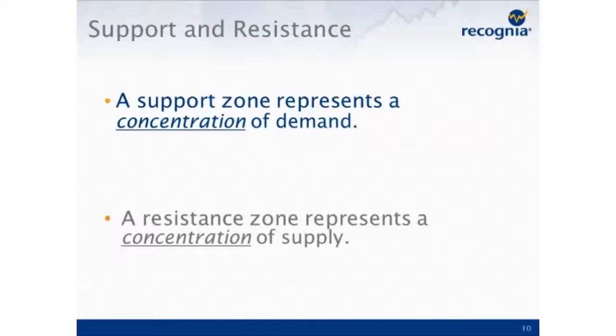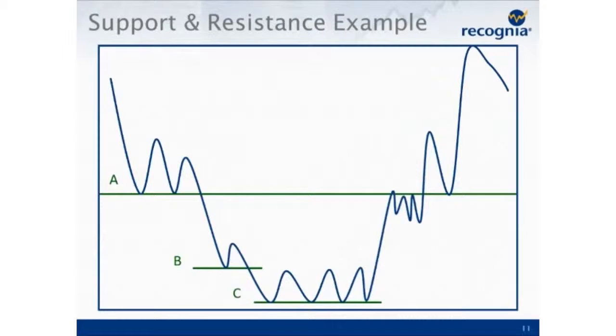Similarly, a resistance zone represents a concentration of supply. So a resistance zone or a resistance line is where we would have additional sellers coming into the marketplace, and that would tend to resist the upward inclination of a stock price. So we'll look at a couple of examples here.